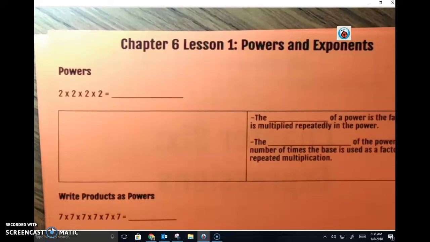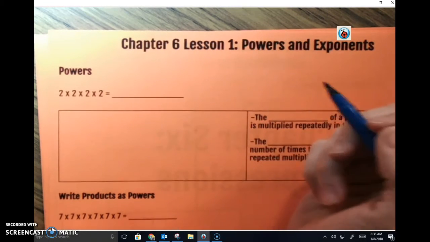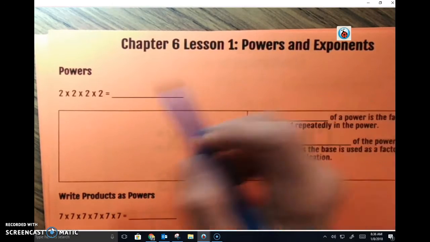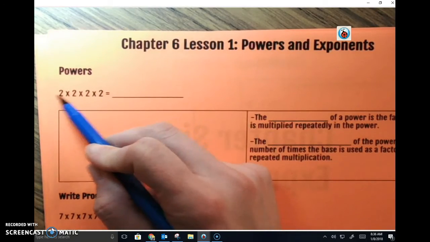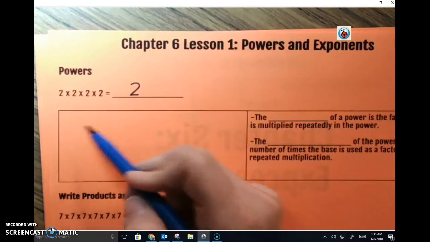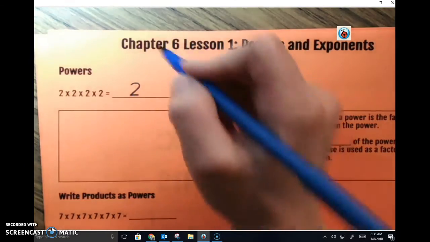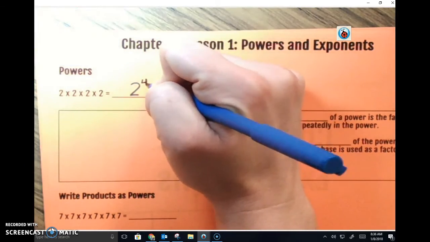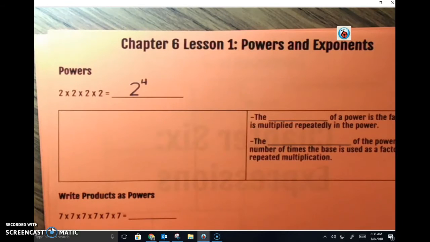Okay, this lesson is Chapter 6, Lesson 1, Powers and Exponents. So this actually is a pretty quick, easy lesson. First, we're going to see what number they wrote. That's the number 2, so we're going to write 2. Then we're going to count how many 2's there are. 1, 2, 3, 4. And we're going to put a little exponent right at the top. So that's 2 to the 4th.